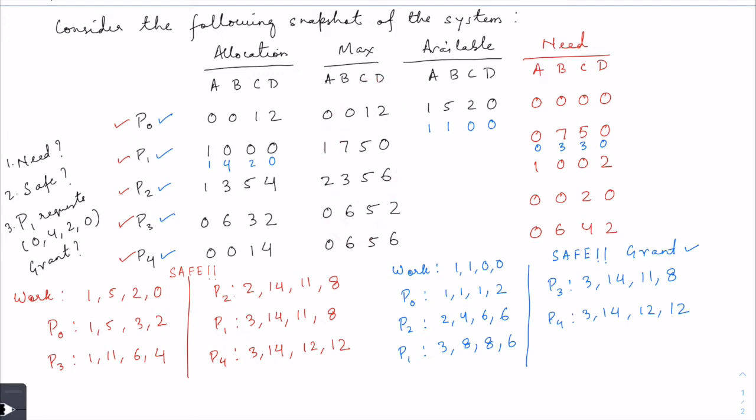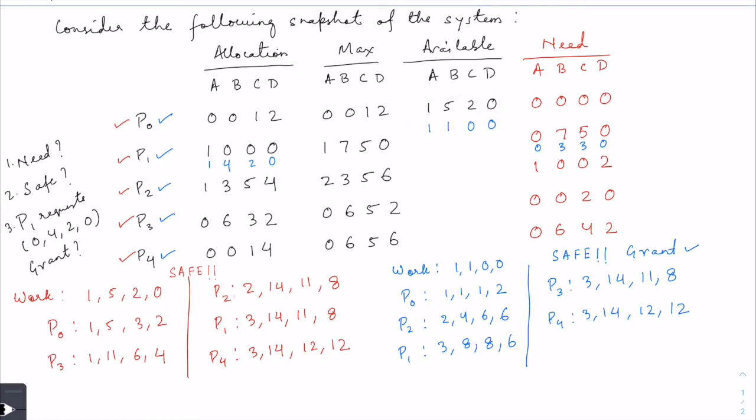What is the max matrix? So let's take an example. For the row of P1, we have 1750 over here. That means that at any one point of time, the maximum allocation of resource type A for P1 can be just one instance. For B, it can be 7 instances, 5 instances for C, and nothing from D. This can be the maximum allocation for process P1. So if it is 2, 3, 5, 6 for P2, that means this can be the maximum allocation of resources for process P2.